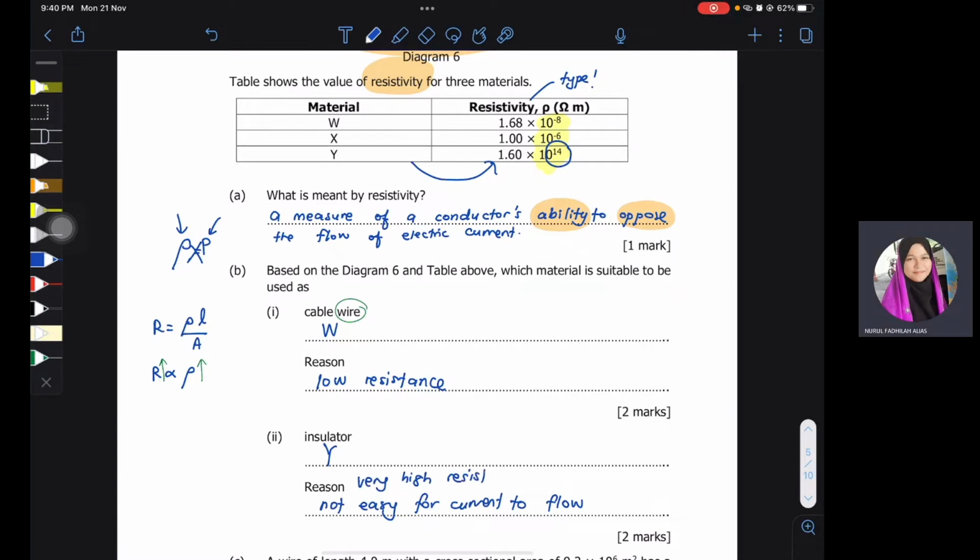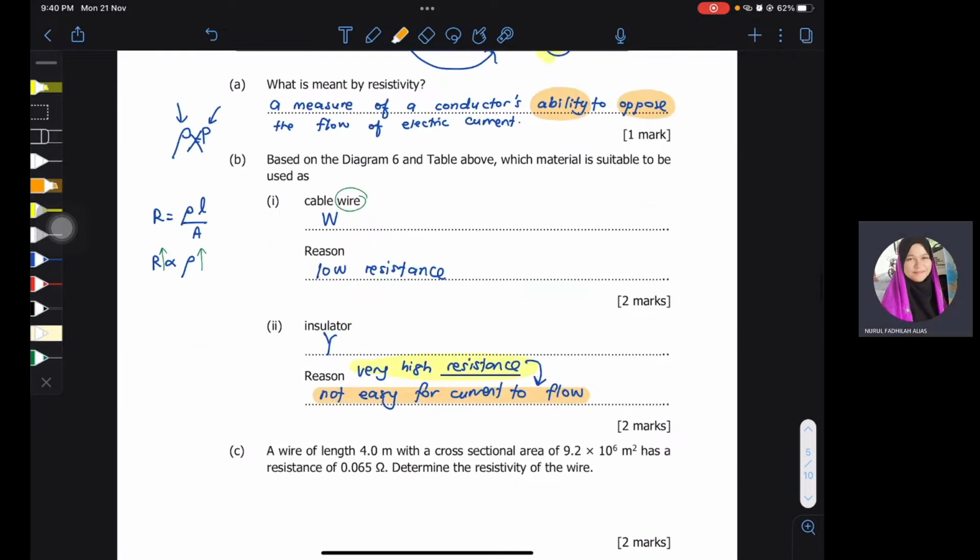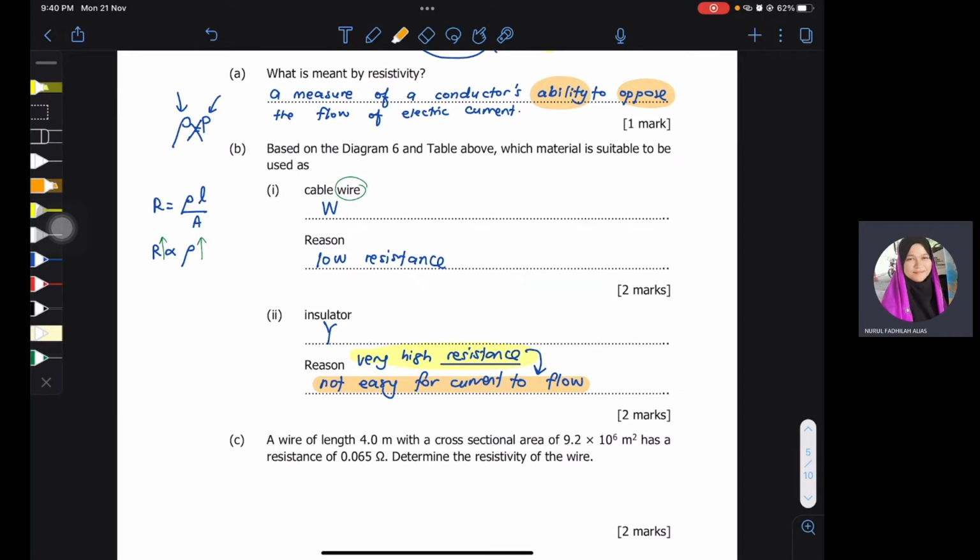You cannot say very high resistivity, tak boleh sebab that's in the question already. Instead you can say very high resistance. So bila very high resistance, not easy for current to flow. The best answer is this one. If you answer like this, can lah, boleh diterima lah. Tapi the above one. So I hope you understand this.